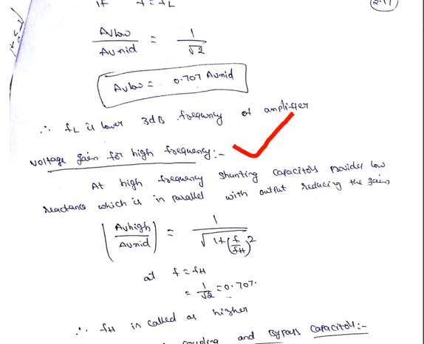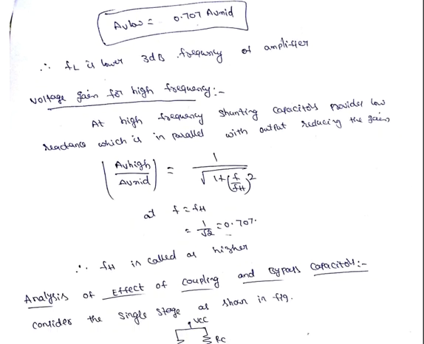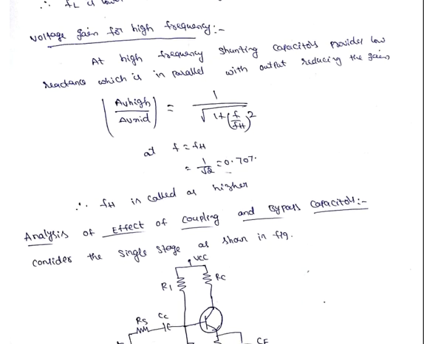Similarly, if we calculate the voltage gain for high frequency, at high frequency the shunting capacitors produce a low reactance which is in parallel with the output, reducing the gain. So in the same analysis, with the shunting capacitors present at high frequency, AV high by AV mid is equal to 1 by root of 1 plus (F by FH) whole square. So FH is called the higher cutoff frequency.